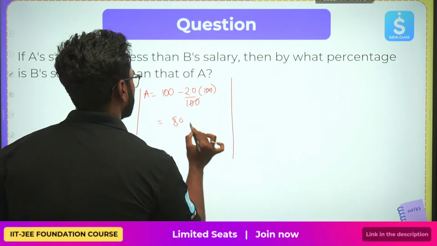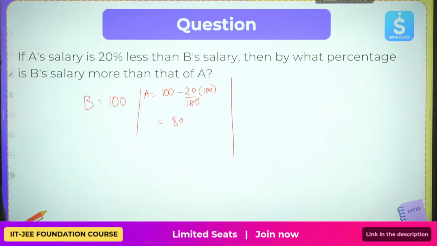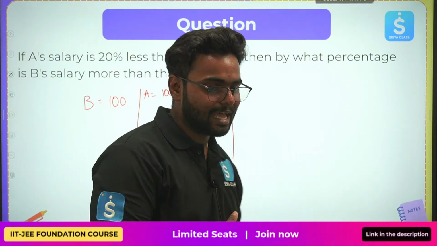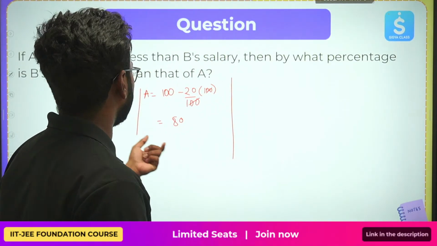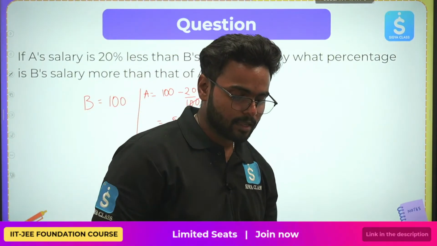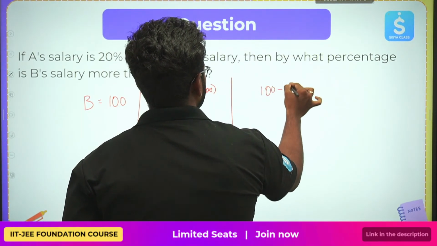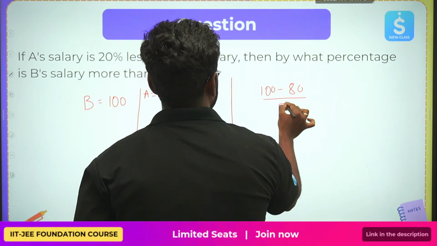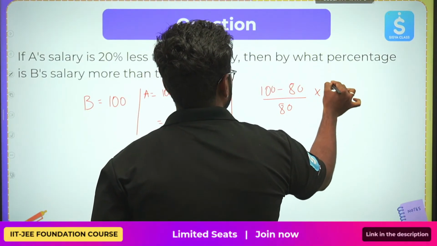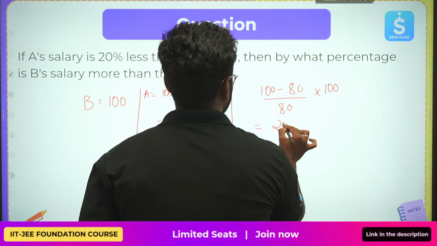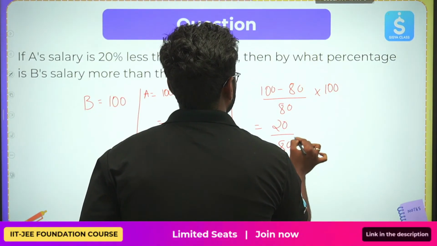Got it? Now, by what percentage is B's salary more than that of A's? He's just asking us the difference. We can subtract the salaries of A and B divided upon A into 100. Right? We'd be getting 100 minus 80 upon 80 into 100. So that should be 20 upon 80 into 100.